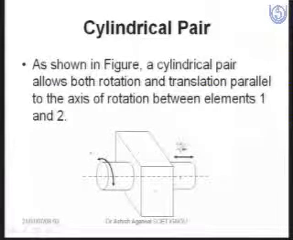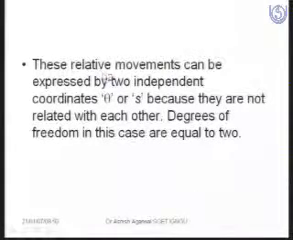Now another pair is called the cylindrical pair. As you see, this is the motion, and again there is a rotation and reciprocation. So there is rotation as well as translation parallel to the axis between element 1 and element 2. Since the relative motion is expressed by two independent coordinates, theta and s, the degree of freedom is 2. They cannot be related with each other.